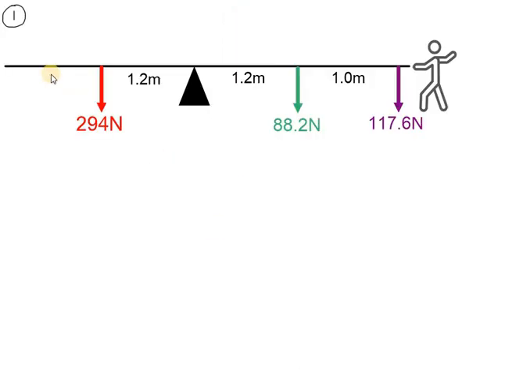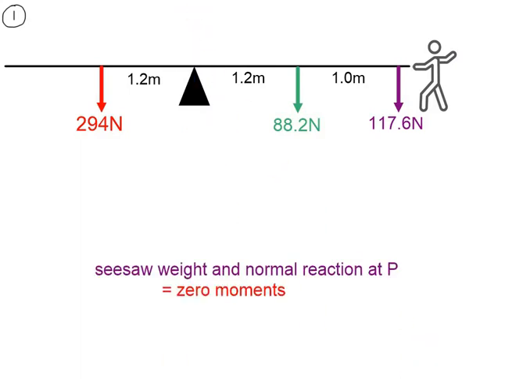Example 1. We have a seesaw that's currently being held by this person, so it stays in a horizontal position. We have a pivot point here at the center. At the center we also have the weight of the beam, and we have the normal reaction between this pivot point and the beam. Now, because we take our moments at the pivot point, both of these two forces can be ignored. They will both produce 0 moments.